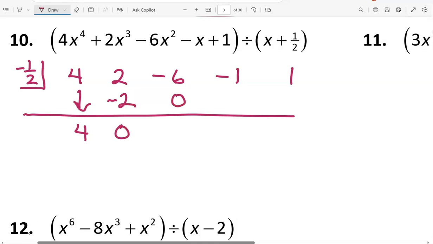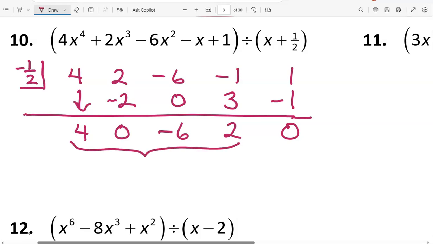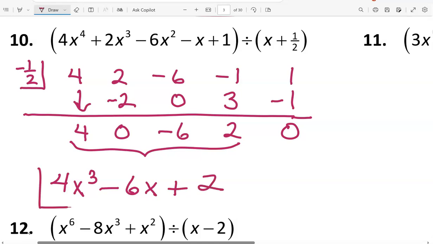0 times negative 1/2 is 0. Add that column, we get negative 6. Negative 6 times negative 1/2 is positive 3. Add that column, we get 2. 2 times negative 1/2 is negative 1. Add that column, we get 0. There's a 0 remainder on this one. Here are the coefficients of the quotient, which are 4x to the third. We have a 0x squared, so I'm not going to write that term, and then minus 6x plus 2.